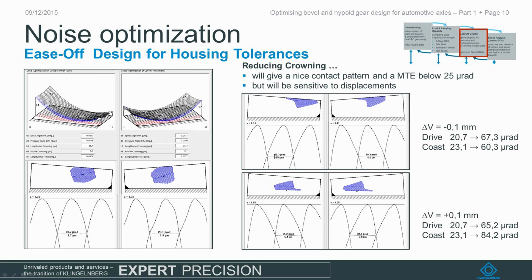We see here that we have an increase of the transmission error from 20 microradians up to 67 microradians. So we had a 3 times as high transmission error, and this is then a problem for the running behavior in this position. And also we have edge contact at this position, and this is also bad for the load carrying capacity of this gear set.